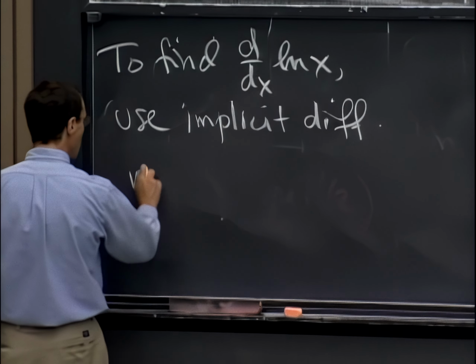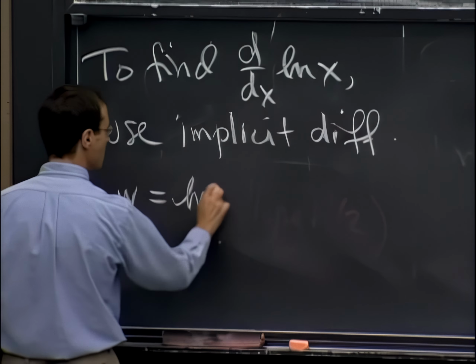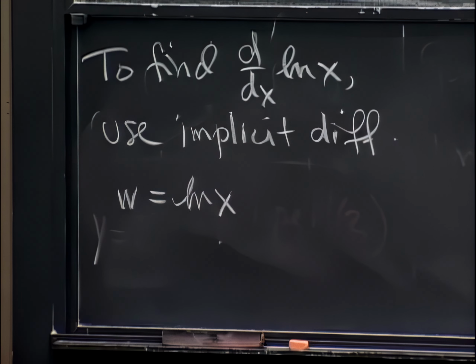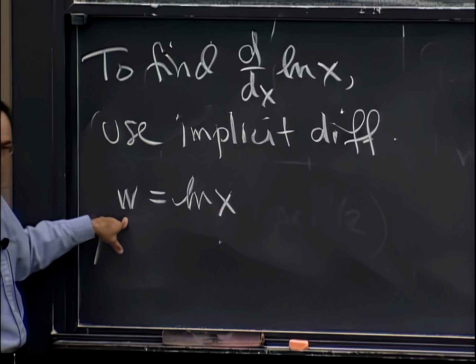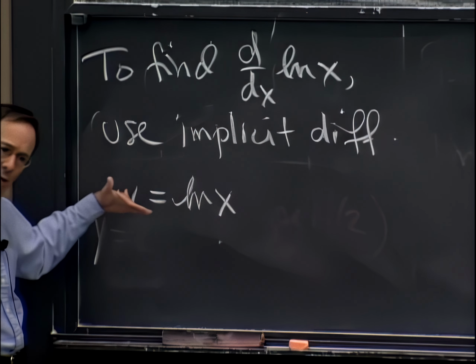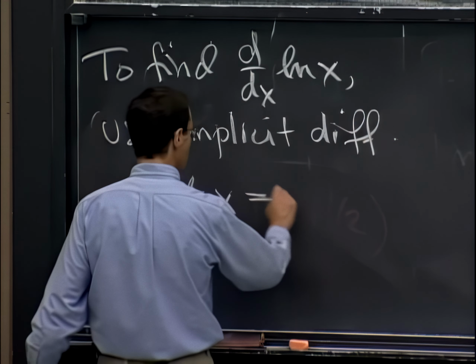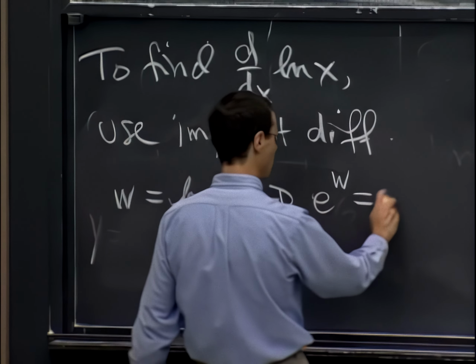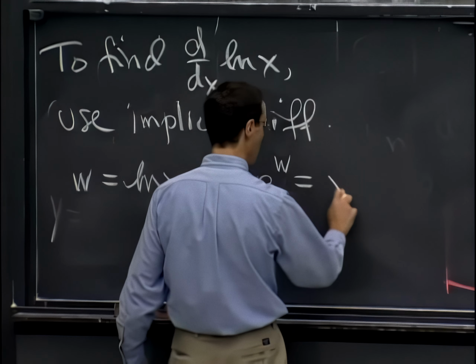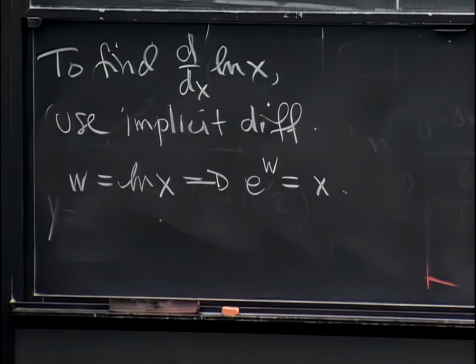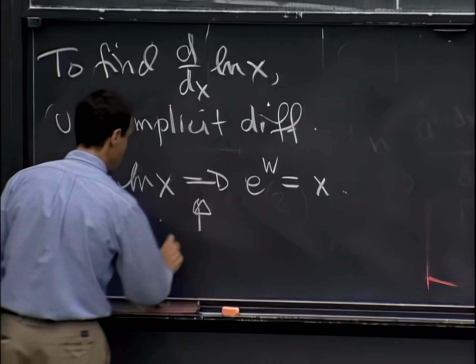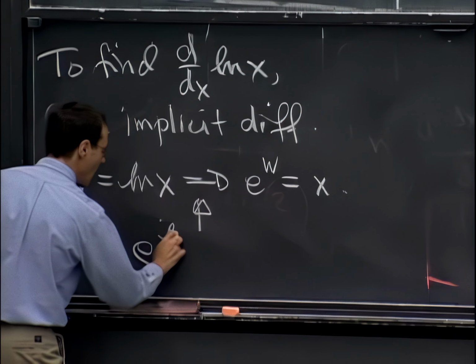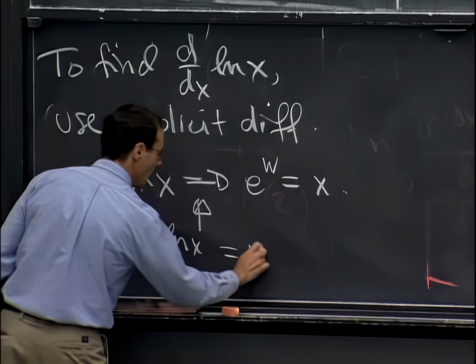You write down here w is equal to log x. All right, here's the function. We're trying to find the derivative of w. But now, we don't know how to differentiate this equation, but if we exponentiate it, that's the same thing as e to the w is equal to x, all right? Right, because let's just stick this in here. e to the log x is equal to x.